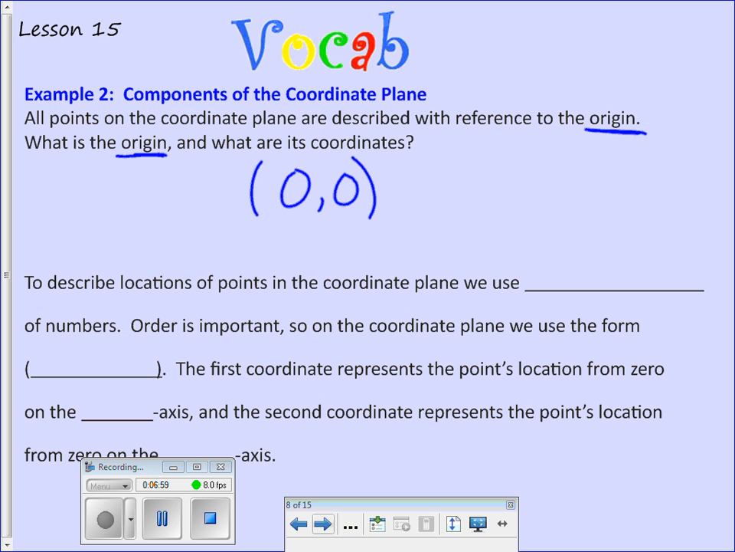So let's summarize a little bit what we've done. To describe locations of points on the coordinate plane, what do we use? Like, what do we use for the address? What do we call that to locate? If I wanted to know where to go, what tells me to go over and up or over and down? What do we call that? The coordinates. Well, give me another name for coordinates. You're right. I want another vocabulary. Ordered pair.